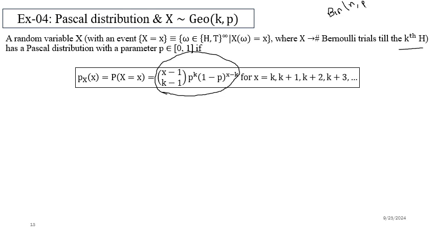Okay. Any difference till now anyone has seen? N choose k, p to the power k. In place of x, we have taken k. In place of k, keep x. Keep here x.